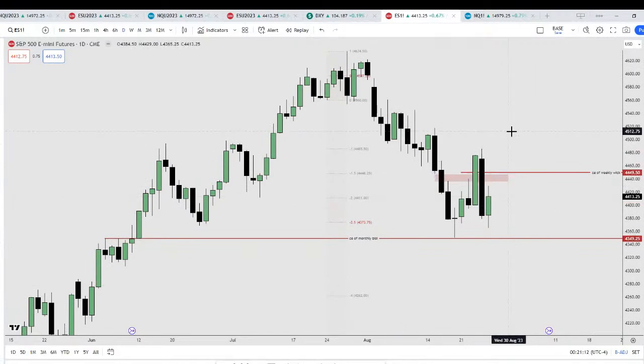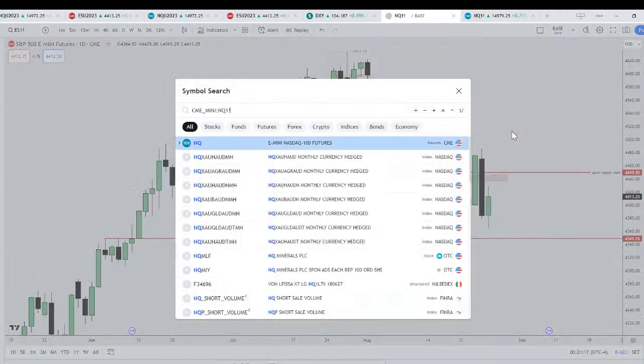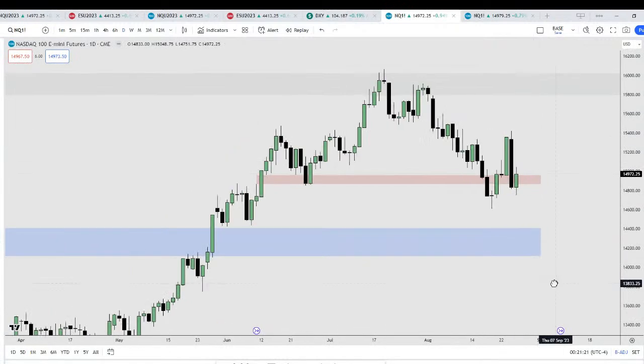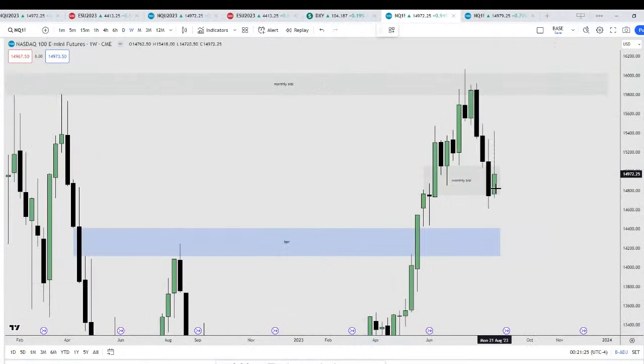And yes, let's move on to Nasdaq. All right, so Nasdaq, same thing here. Let's start off with the weekly chart. We have the consequent encroachment of the weekly wick as well.